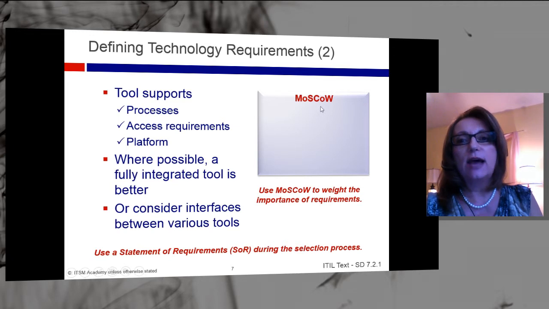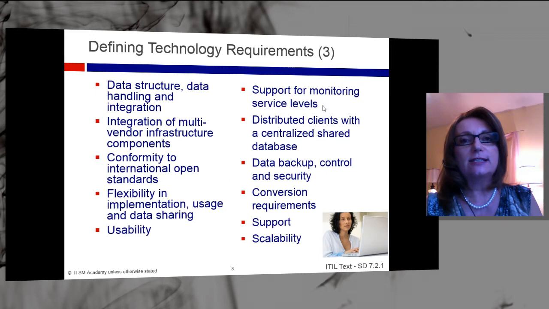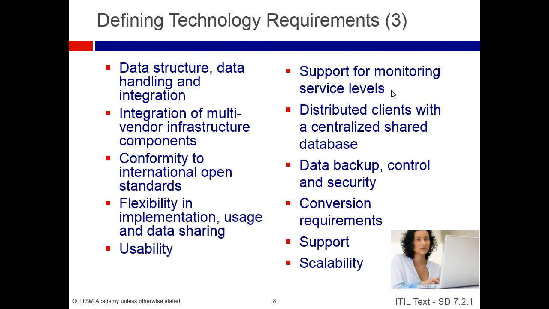So we might use this method called MoSCoW, where we can weight our requirements. Certainly, the things that we must have will be weighted very differently than those things that we should have or could have, or perhaps those things that we won't have but would like to have. And so we can use this MoSCoW, MSCW, methodology in order to ensure that we give appropriate weight to the requirements in support of our processes and business outcomes. And all of these technology requirements will be documented in a statement of requirements.